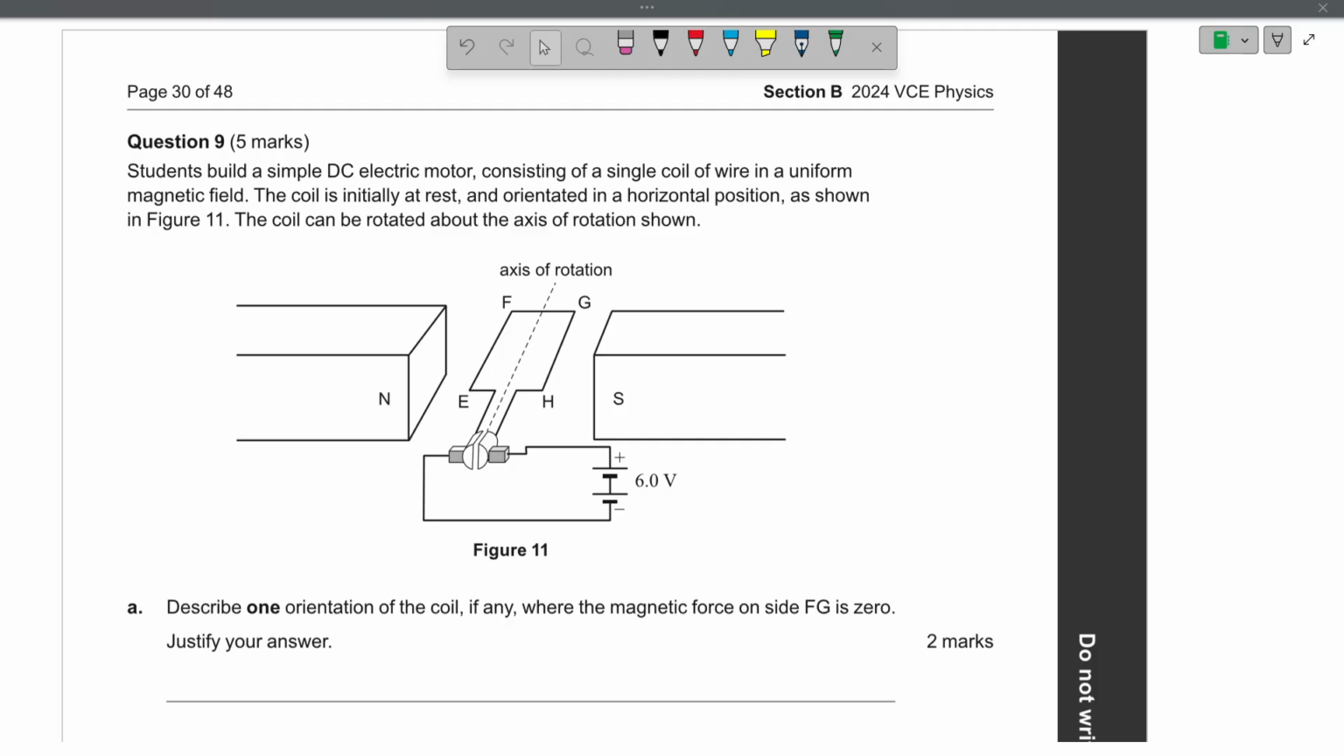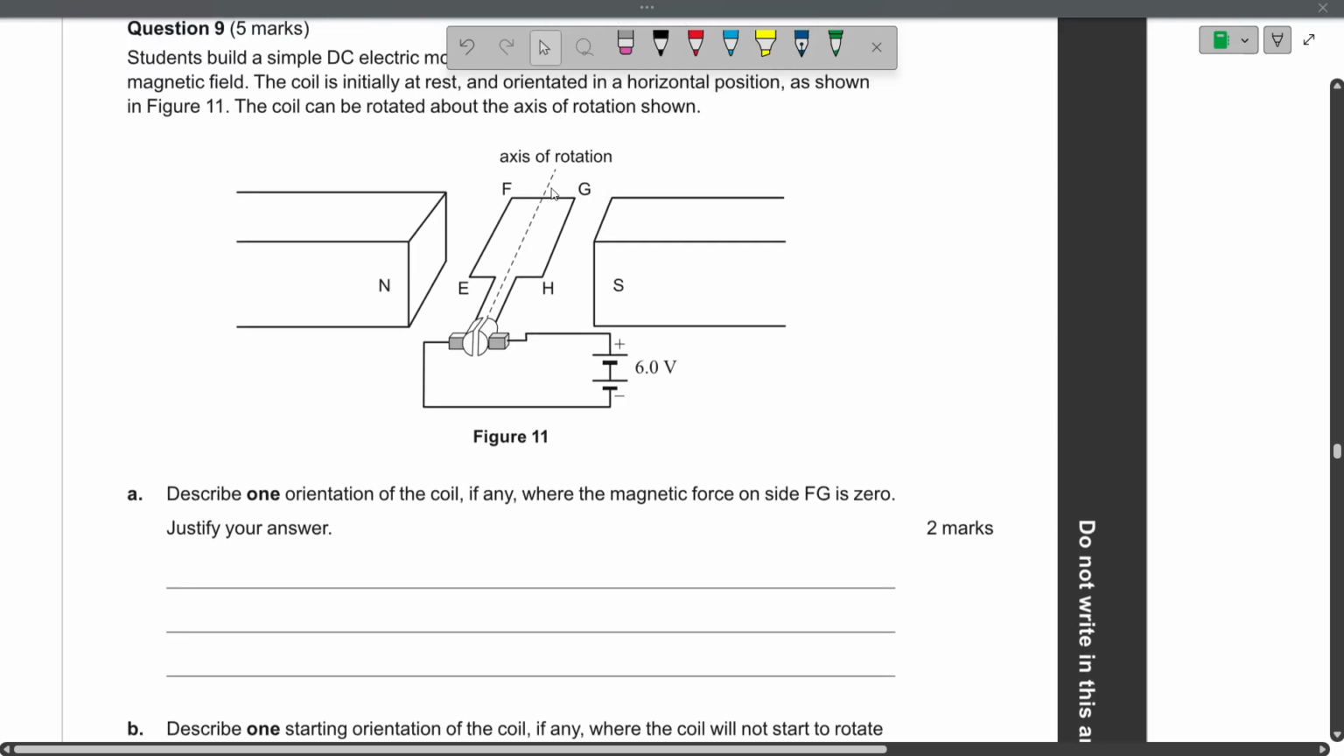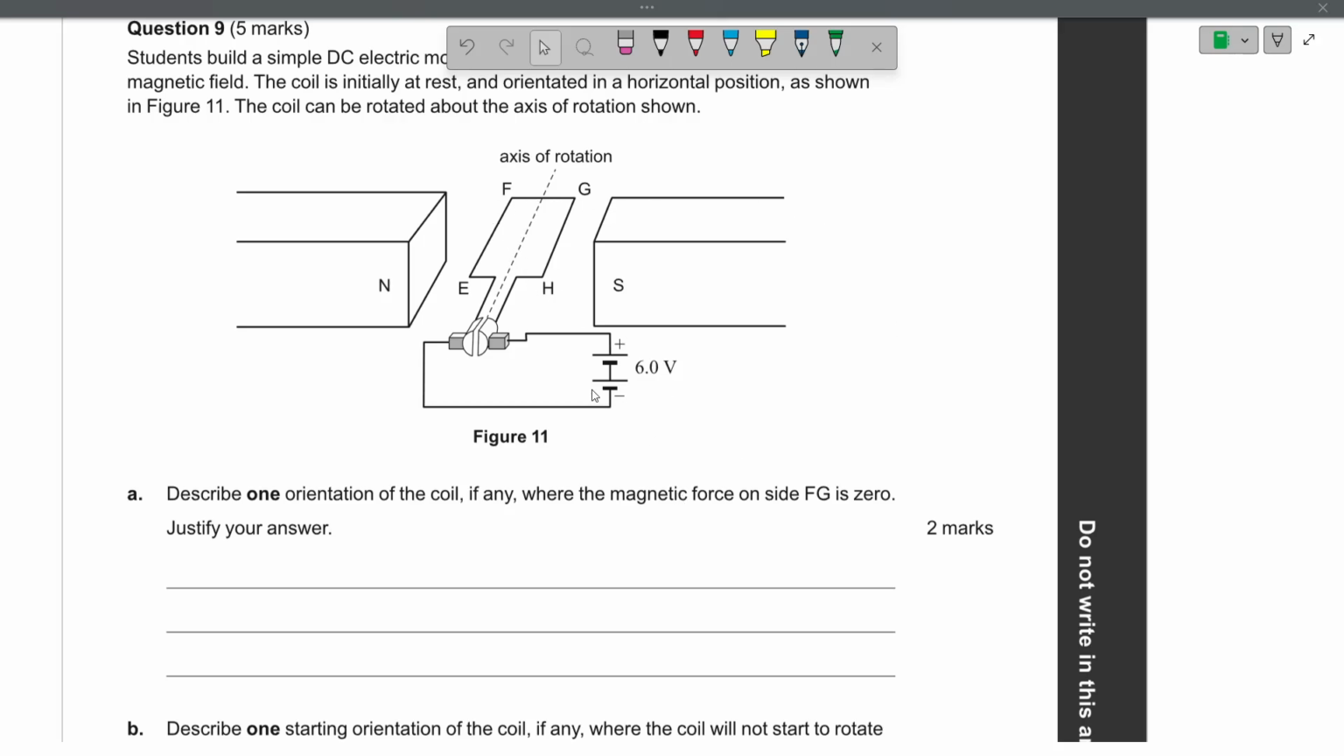Alright, so it's a coil. It can rotate along the dotted line. It's connected to a voltage source of 6 volts and it is initially at rest in that position. Part A, describe one orientation of the coil, if any, where the magnetic force on side FG here is 0. Justify your answer. Okay, so we've got a current flowing through this coil.